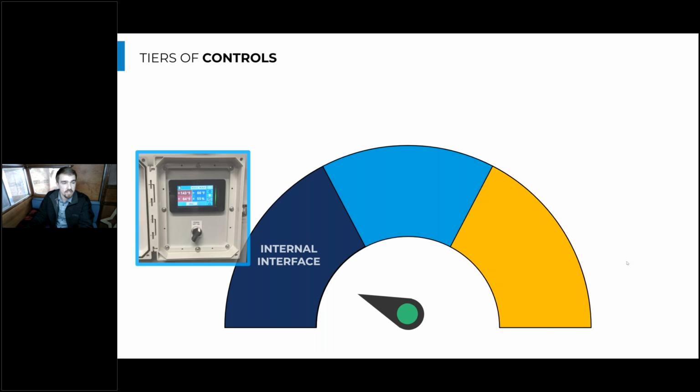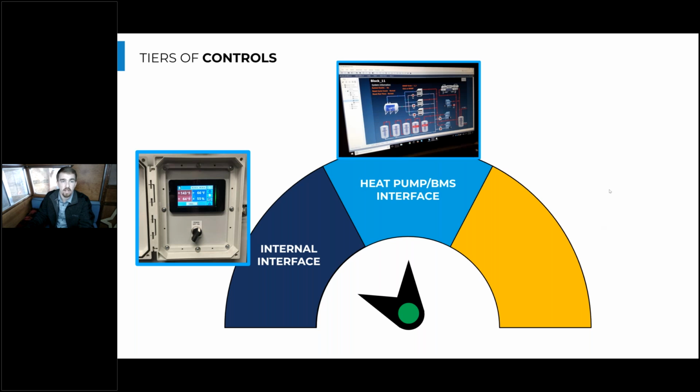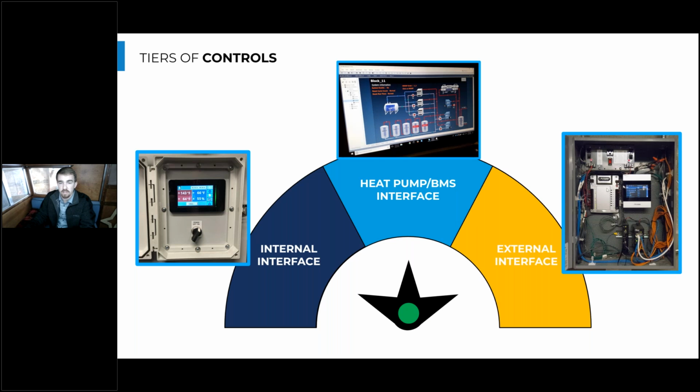So an overview of these tiers: we talked about the internal interface where the heat pump handles all the controls and logic, the heat pump/BMS interface where you have a little bit more transparency from that external BMS, and then the external interface where the heat pump is blindly listening to the third-party controller that is monitoring all the tanks and providing a more flexible control sequence based off what you need in a more complex system.